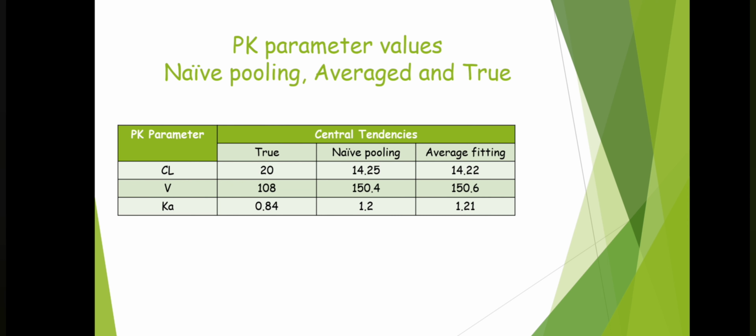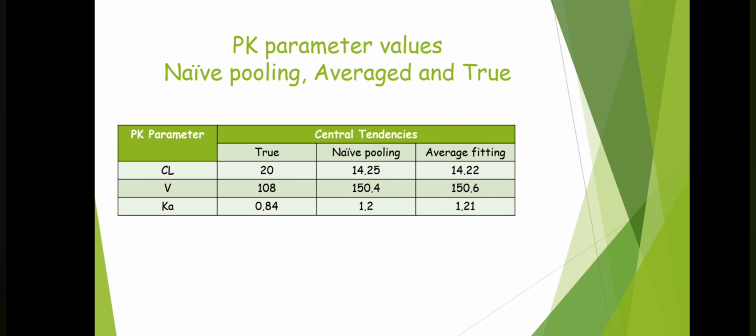A corresponding increase in the estimation of volume compensates to give the same curve. The value that was used for simulation was 108. The naive pooled value is 150 and the average fitted value was 150 as well. Similarly, for the absorption rate constant, simulated from a true average of 0.84, what we got from naive pooling is almost 50% higher, and the average fitted value as well.